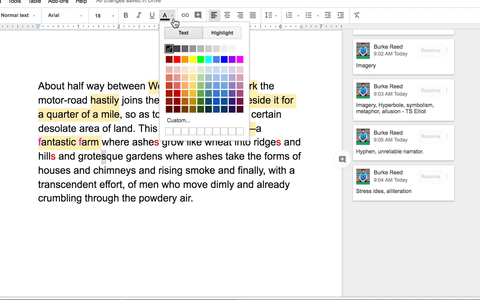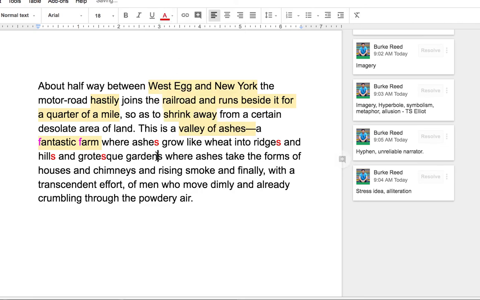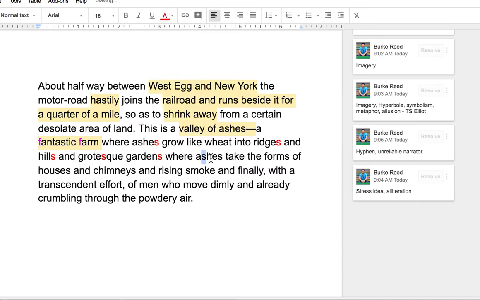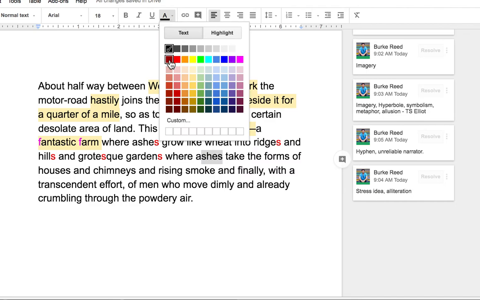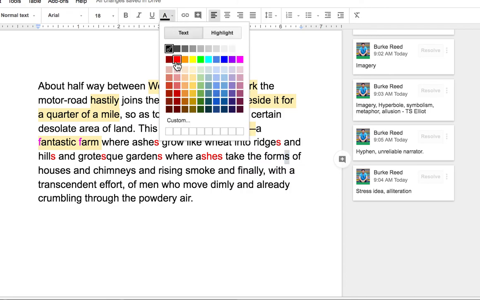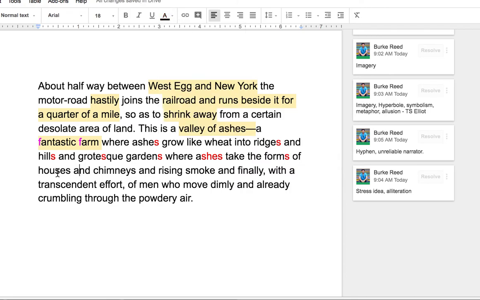Grotesque gardens. Ashes. I'm just going to go ahead and highlight that. Forms. Houses, chimneys, rising, smoke. Okay, you kind of get the gist of this. The reason, again, for this is pacing. It's a little bit of a rhythm. It seems to almost bounce, but it's also pretty quick. I'll get to the punctuation use in a second as well, because that has to do with the pacing.